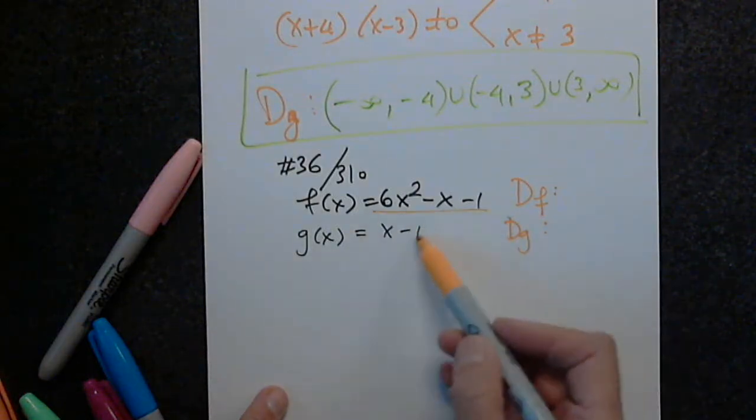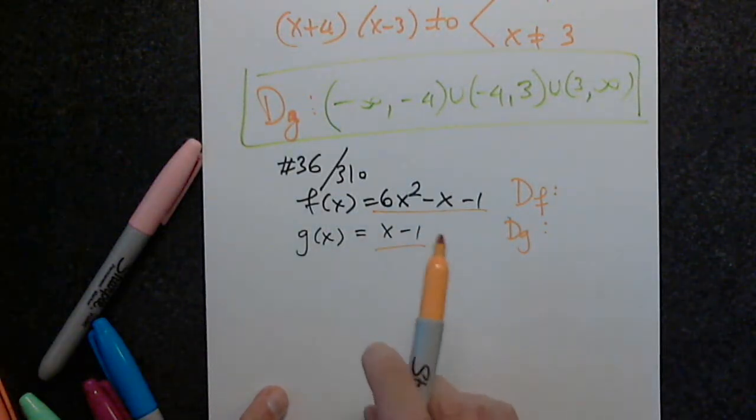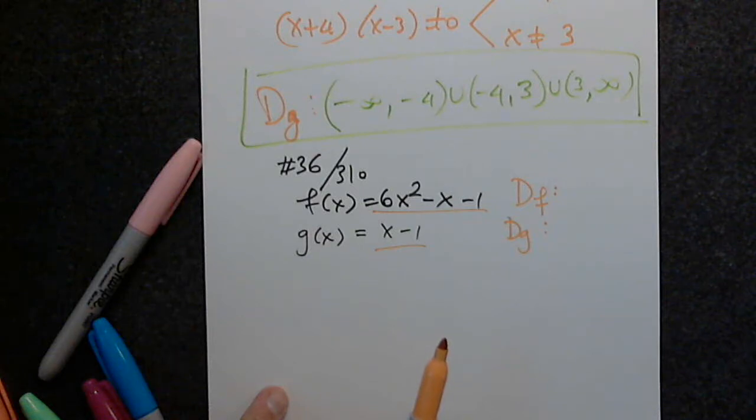What kind of functions are these? Linear. Not both. Quadratic. Quadratic and linear. Very good. Now we imagine their graphs. We know how a quadratic function looks like. We know how a linear function looks like. And just tell me the domain.